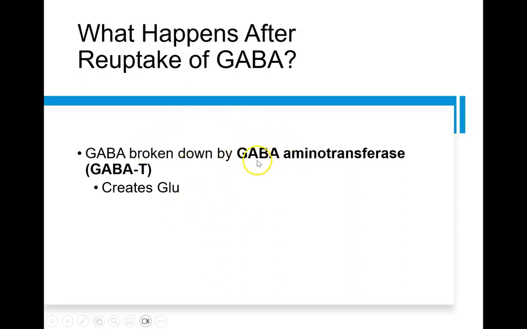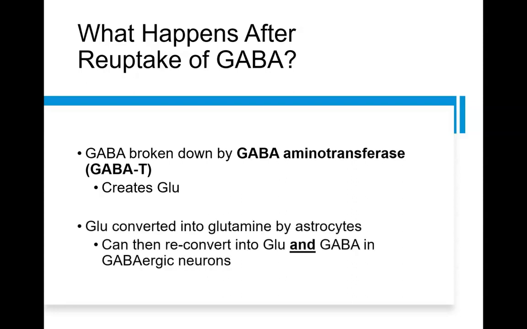We have an enzyme called GABA aminotransferase, or GABA-T, and this creates glutamate, which can then be used in that form, or it can be used to produce more GABA. Glutamate is then going to be converted into glutamine by astrocytes, and at that point, you can reconvert it in GABAergic neurons.